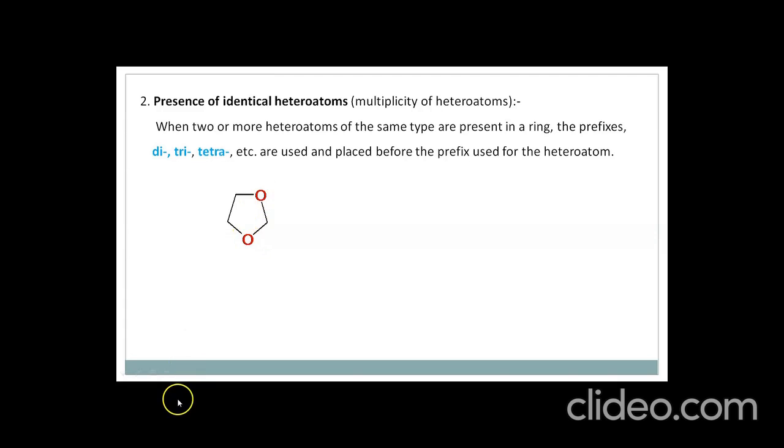Just now we have seen one example in which the 5-member ring which is saturated and with oxygen, the name we use is oxolane. But here there is a presence of 2 oxygens or 2 heteroatoms, so before that we use this prefix di. So it is dioxolane. And here we have given the 1, 3, which indicates the numbering of the positions where they are present. This point we discuss later on.